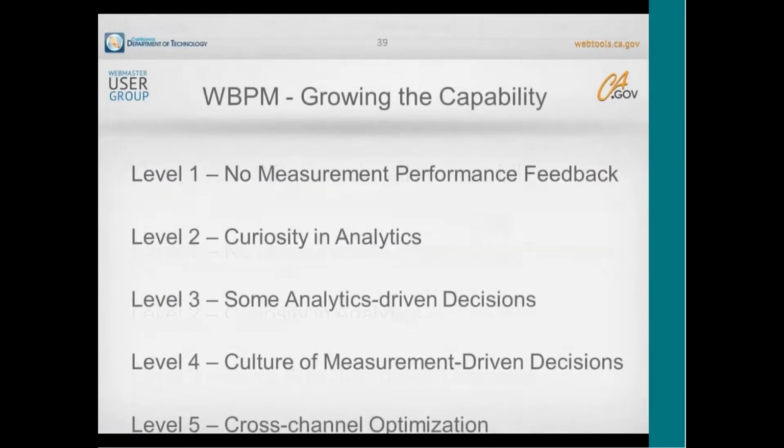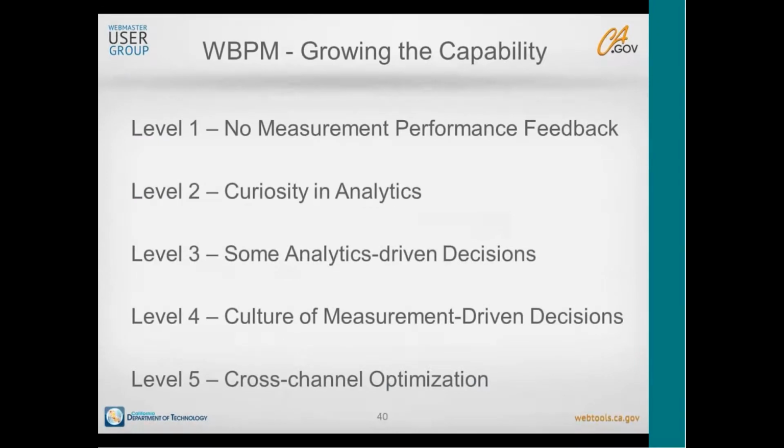So the thought is that we're going to be talking about the different levels of maturity about managing your web business performance. What would be involved in those levels? How would you be able to detect at what level you're at, and how you can move forward to a greater maturity in your organization, and how you manage your web business performance.